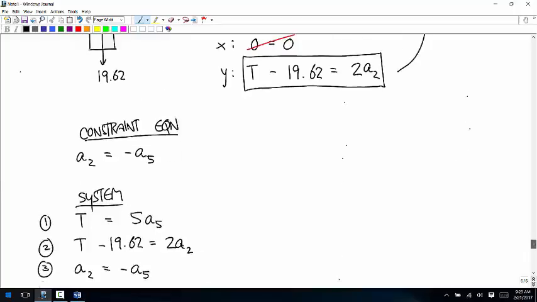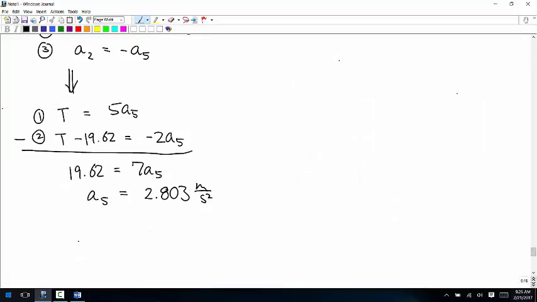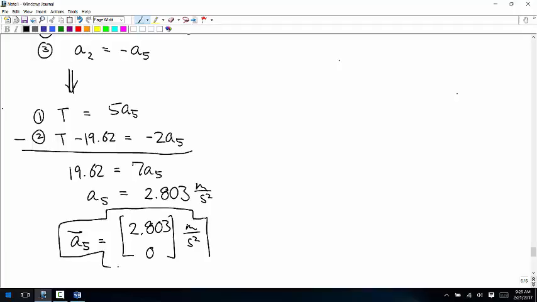And so now you can go back to Newton's second law for the 5 kilogram. Plug that number back in there, and you get that the acceleration vector of the 5 is equal to 2.803, 0 meters per second squared. And then if you wanted to calculate the tension from that, you could. Any questions about that?